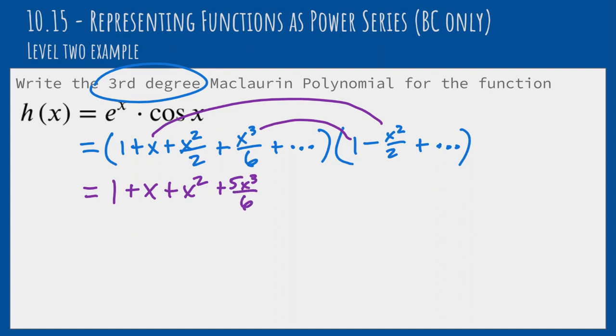And that's it. That's all we have to do because that's our third degree. So the third degree Maclaurin polynomial for e to the x times cosine of x is going to be that.